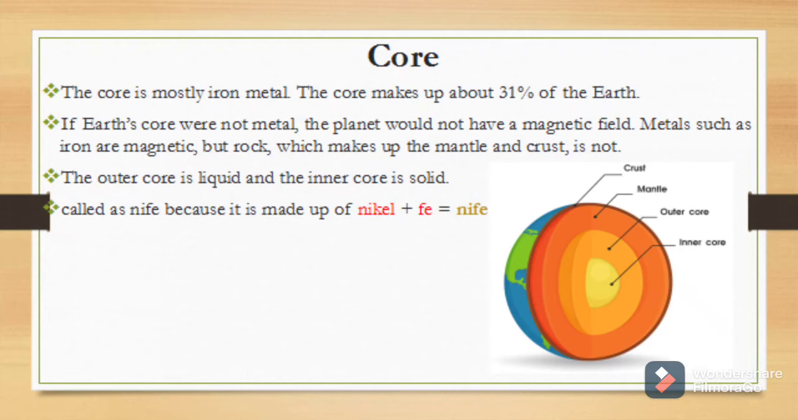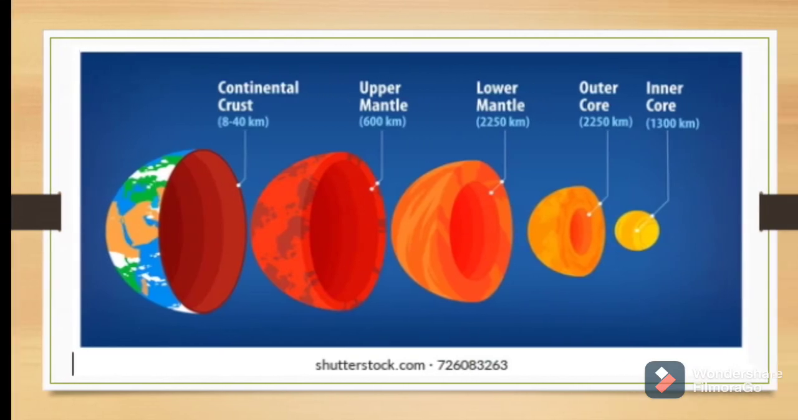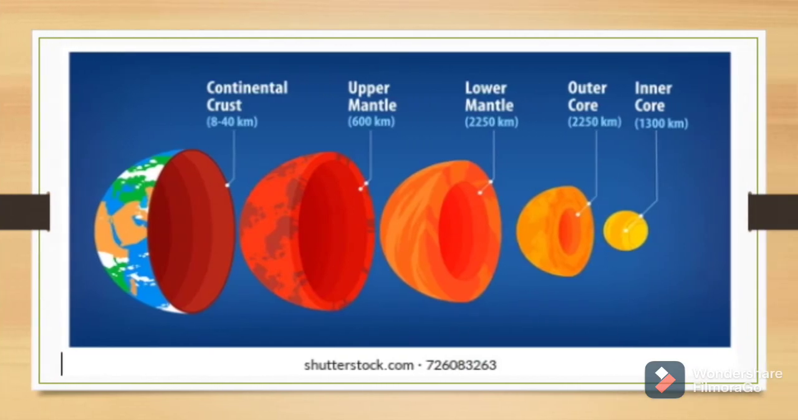In this picture you can see how the core is divided in the inside part of the earth, and after that in this picture you can see how the lithosphere is divided into crust, mantle and core. The continental and oceanic crust, upper mantle, then lower mantle, and outer core, then inner core.